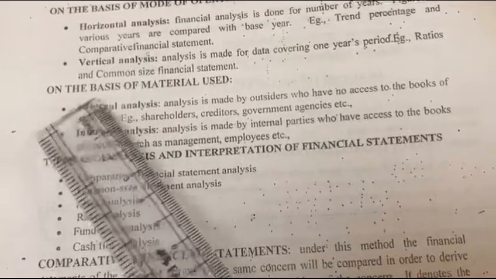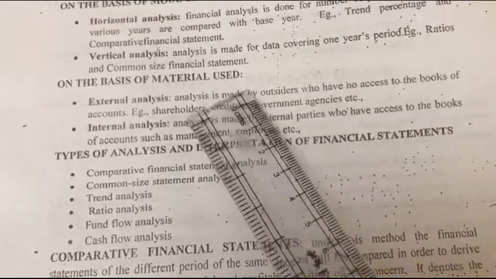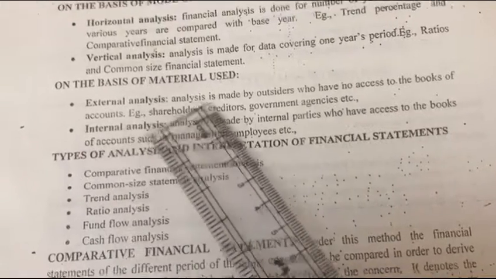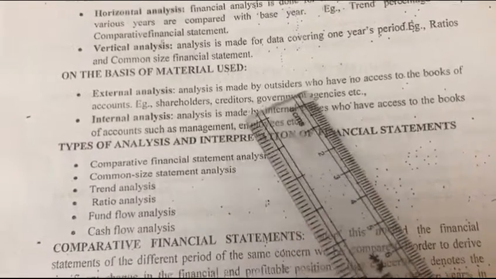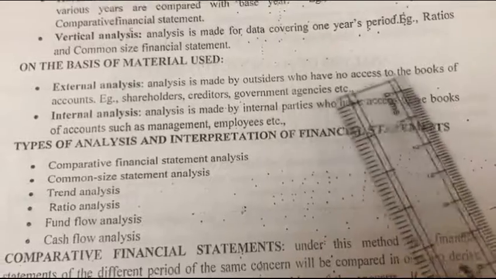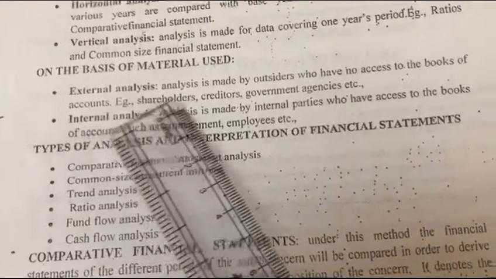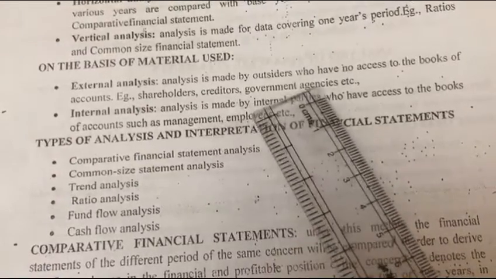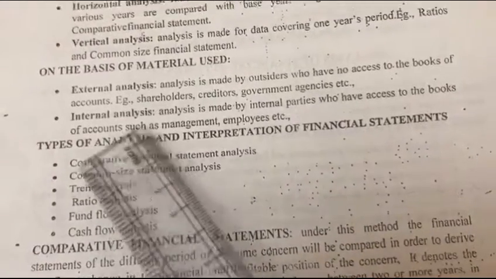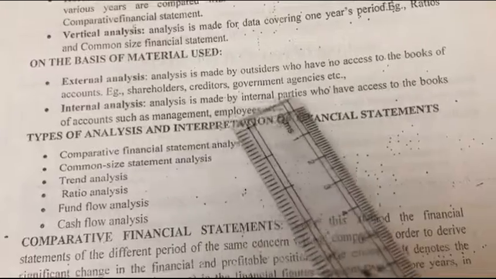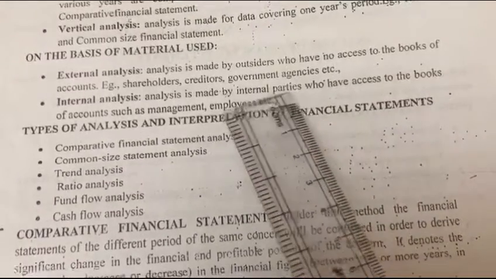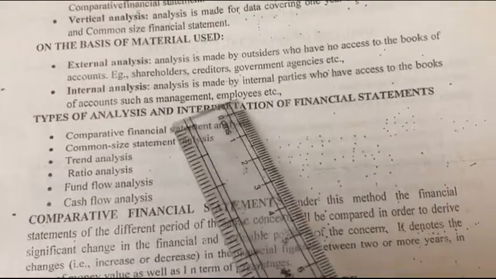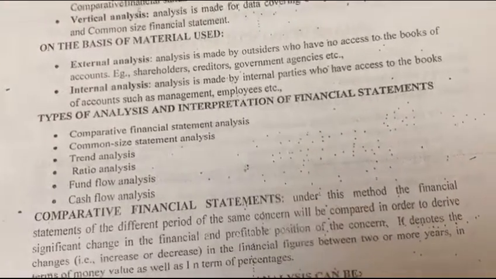The second classification is made on the basis of materials used. We have external analysis and internal analysis. External analysis is an analysis made by outsiders who have no access to the books of accounts, that is, shareholders, creditors, government agencies, etc. And internal analysis is the analysis made by the internal parties, that is, those who have access to the books of accounts, such as management and the employees.